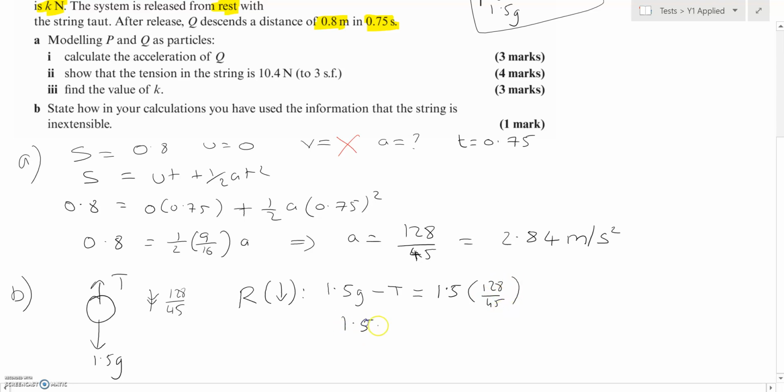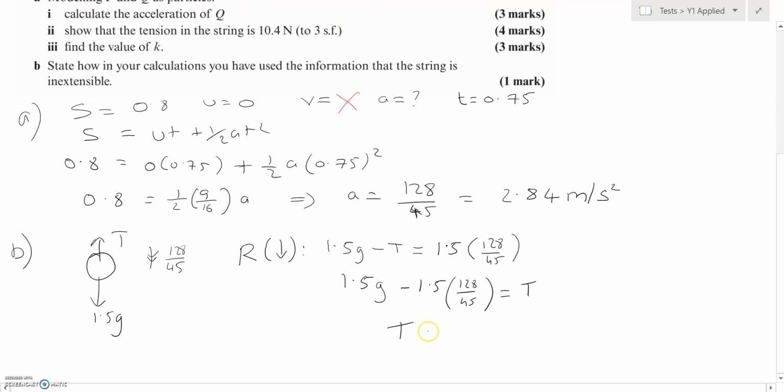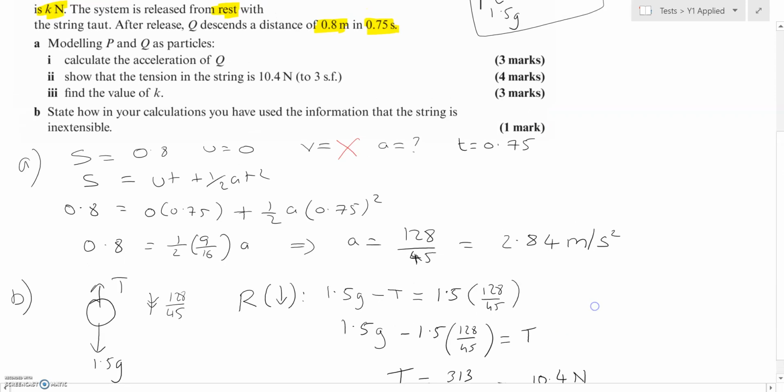If we rearrange, G is 9.8, remember. Tension equals 1.5 g minus 1.5 times 128 over 45, and that will give us our tension. As a fraction it is 313 over 30, but we've been asked for 3 significant figures, so it's going to be 10.4 newtons. And this wasn't part B, this was part II.